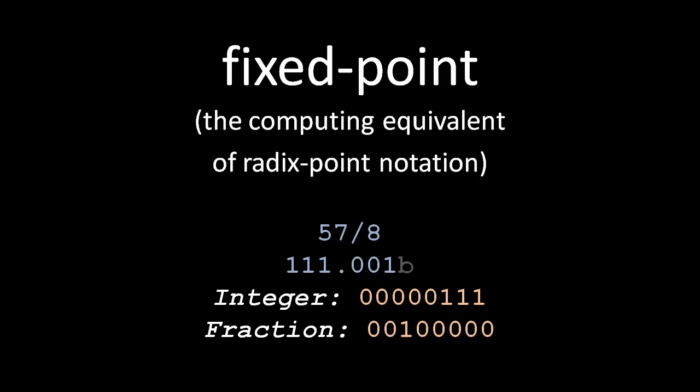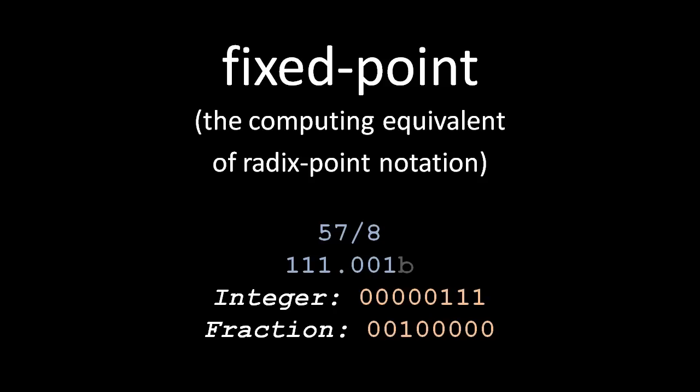So, for instance, the ratio 57 over 8, when expressed as binary in radix point, is 111.001. If we use 8 bits to represent the integer component and 8 bits to represent the fraction component, then this is the fixed point representation.